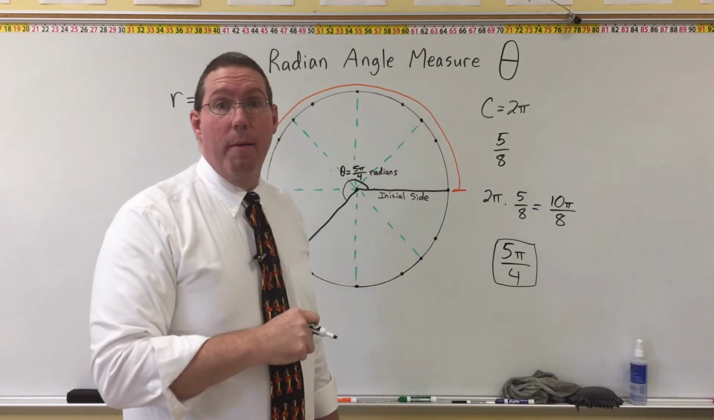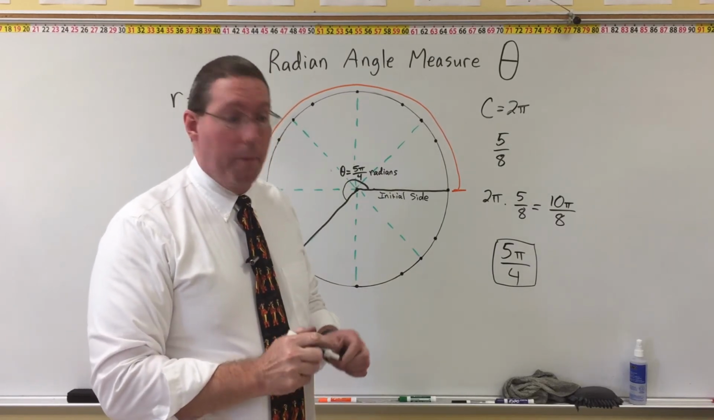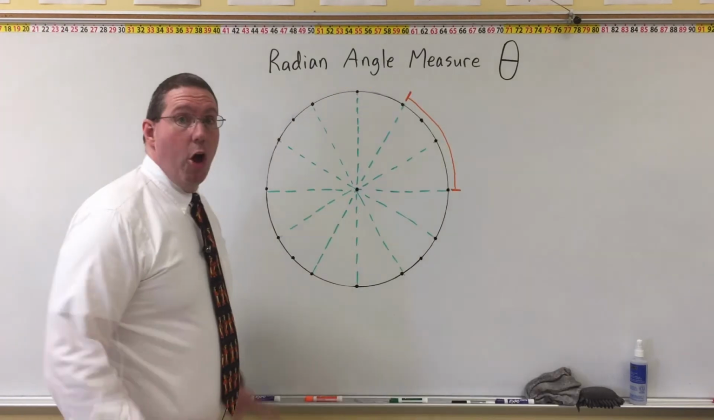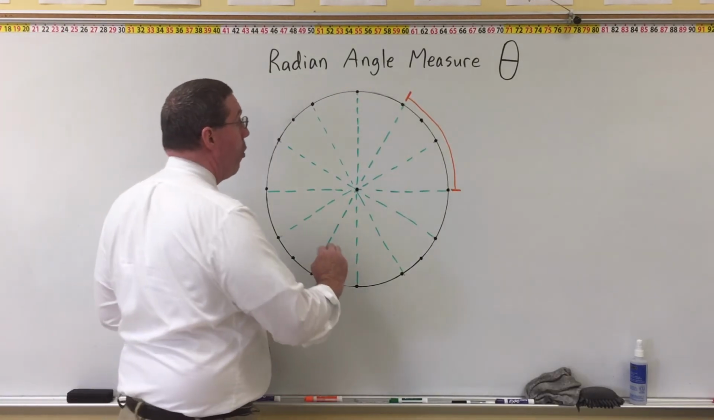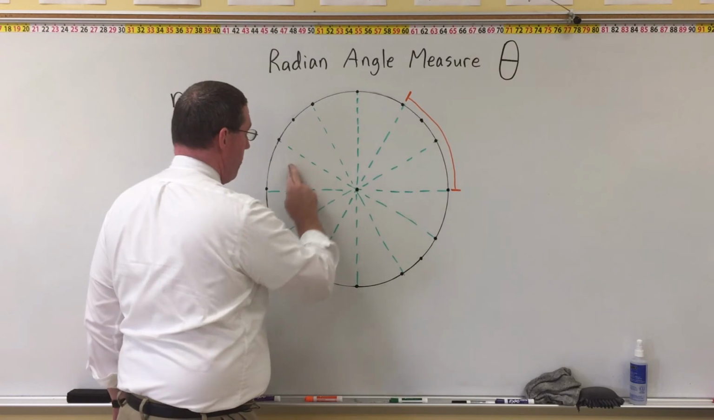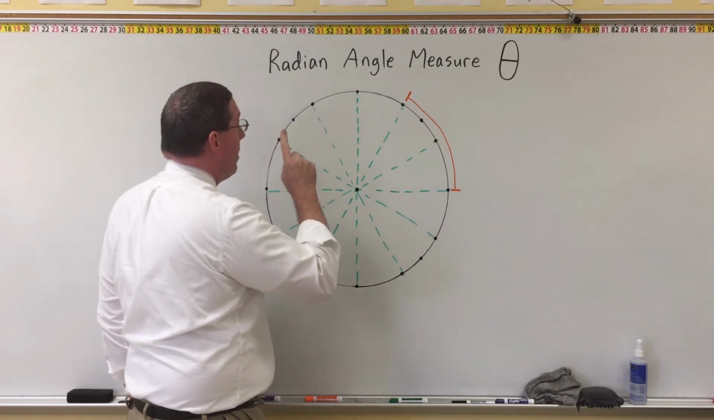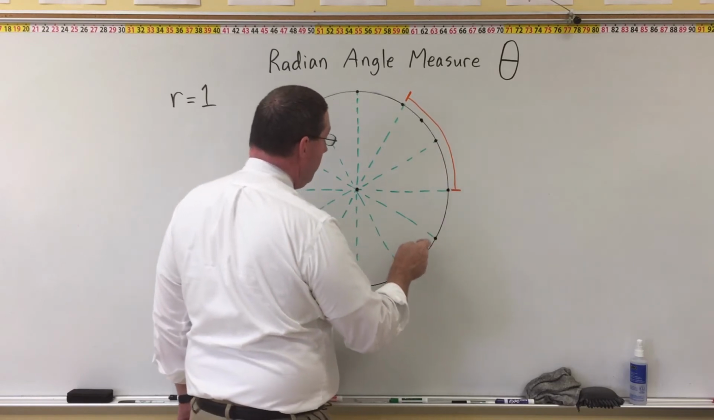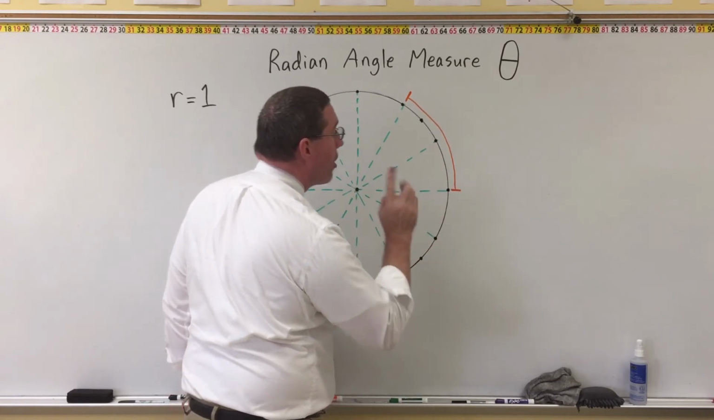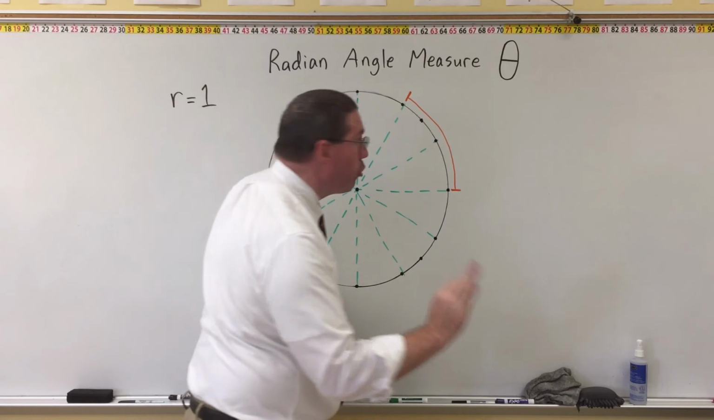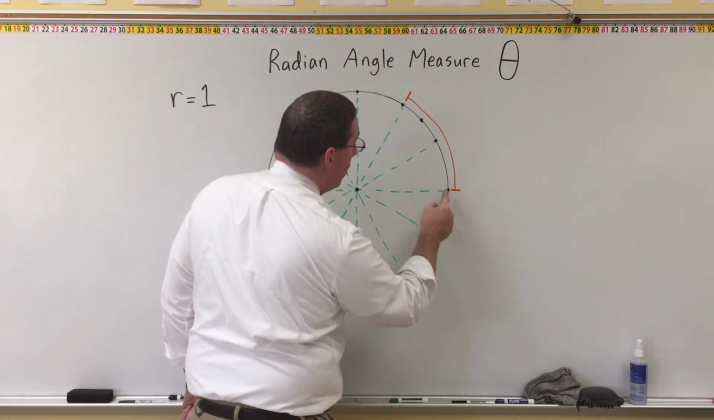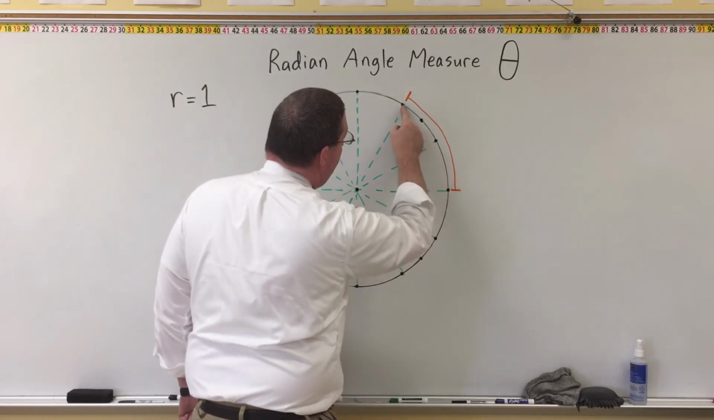All right, let's do one more example, and then we can move on to probably about the last topic that we're going to do. Now we're going to try one that has 12 slices. 1, 2, 3, 4, 5, 6, 7, 8, 9, 10, 11, 12. We want to know the radian angle measure theta of the angle created by the arc that starts here and ends here.